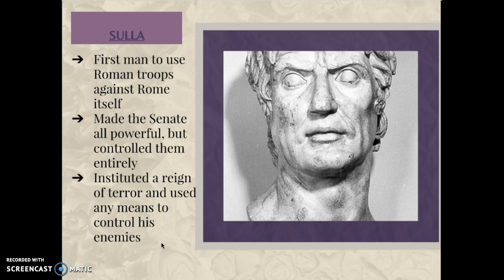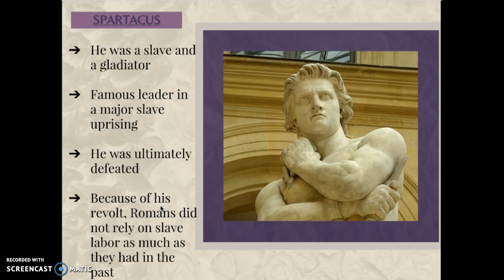And then Sulla, a general who would use his troops against Rome, but he was one of those tyrants that was supposed to come in for a short time, and then he ended up staying for, I don't know, 20 years or so. He instituted this reign of terror, used whatever he had to control his enemies. So these are the different things happening in Rome as we approach Julius Caesar.